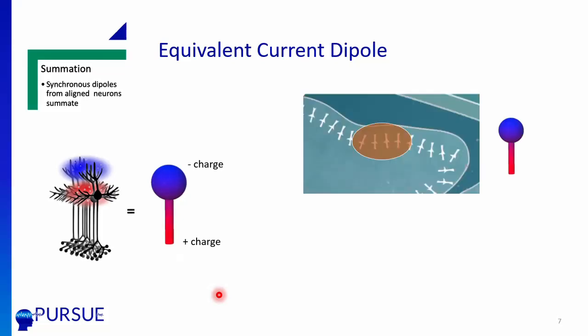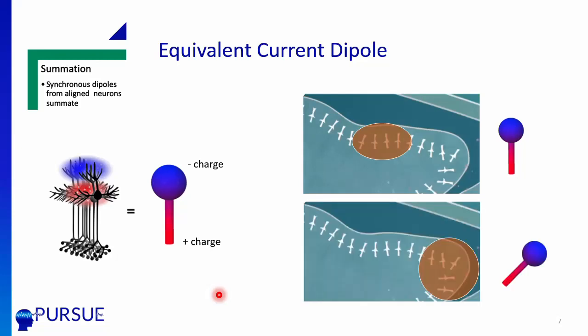Over here, we see the equivalent current dipole, which is the summed orientation of the synchronously active neurons. The active neurons are aligned at a 90-degree angle, so the dipole is upright. But in this other example, half of the neurons are at 90 degrees and half of the neurons are at 0 degrees, and so the dipole is oriented at 45 degrees. This just illustrates that our dipoles can have different orientations depending on the underlying source of the current.